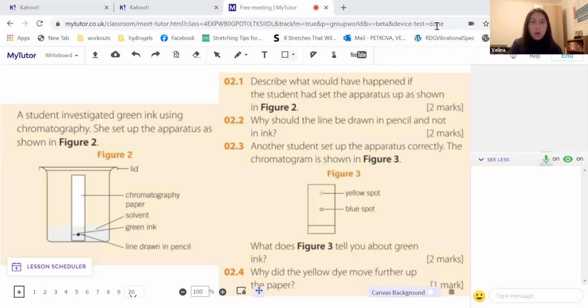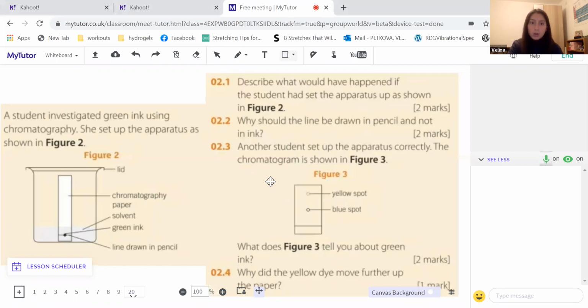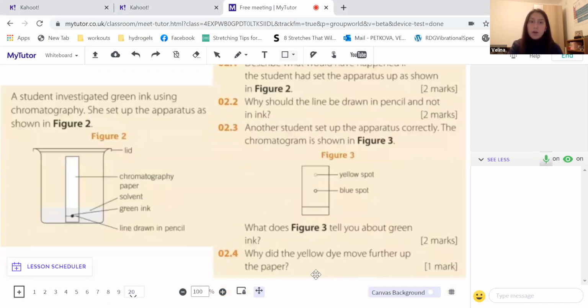Yeah, lots of correct answers in the chat. Question 2. Which part of question 2? Do you want me to explain? There's yellow and blue ink. Brilliant. Yeah, perfect. So it tells us that green ink is made up of yellow and blue. Question 2.3, chromatography. So yeah, let's do question 3 now. Another student sets up the apparatus. Oh no, sorry. Question 4, why did the yellow dye move further up the paper?